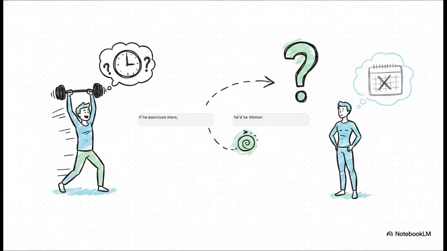Let's actually bring those blocks together. Take a look at this. If he exercised more, he'd be thinner. Now notice the irony here. We're using the past tense word exercised, right? But we aren't talking about the past at all, not even a little bit. We're actually using a past tense form to signal non-reality, describing a present or future imagination. It's this fascinating quirk where English just repurposes the past tense to mean the unreal present.